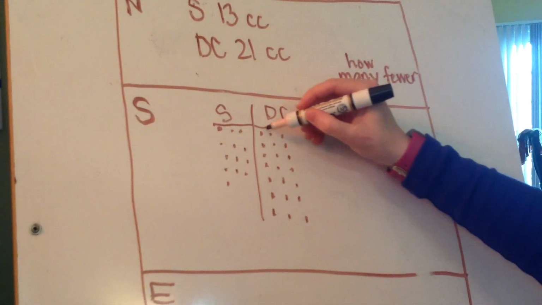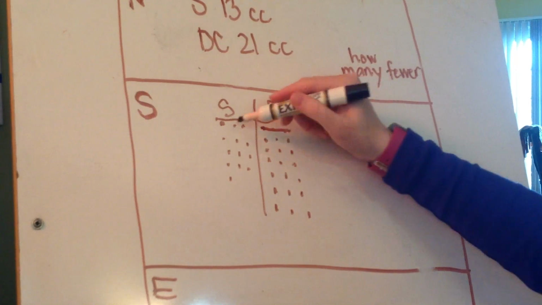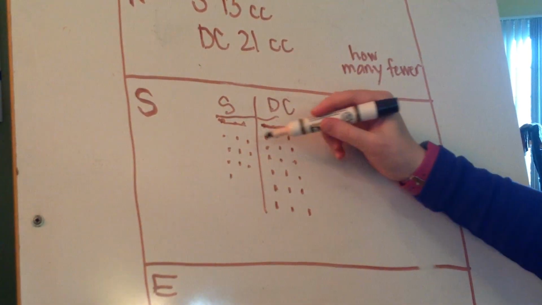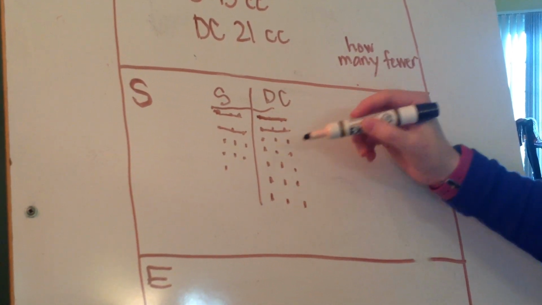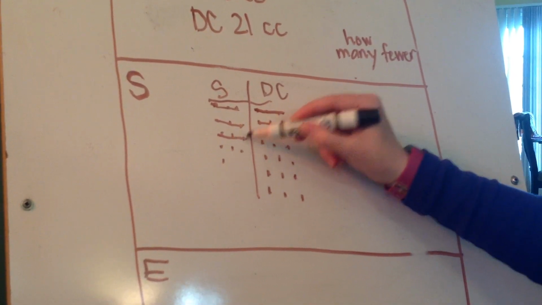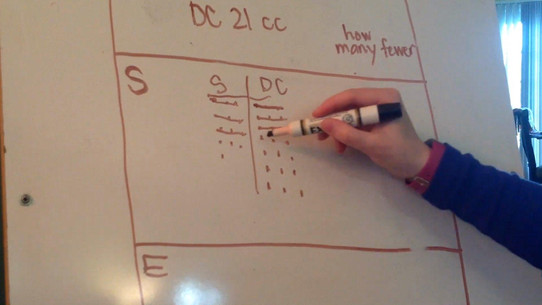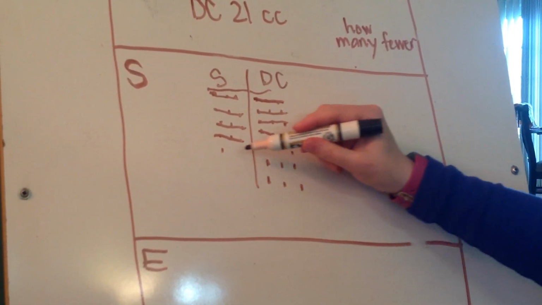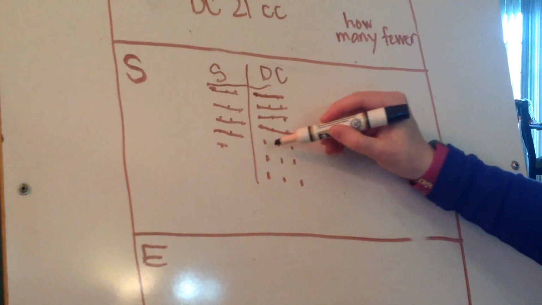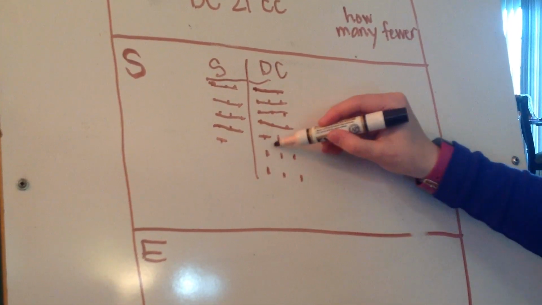So I'm going to cross out what's the same. Dylan has 3, Suji has 3. That's the same. Suji has 1, Dylan has 1. That's the same.